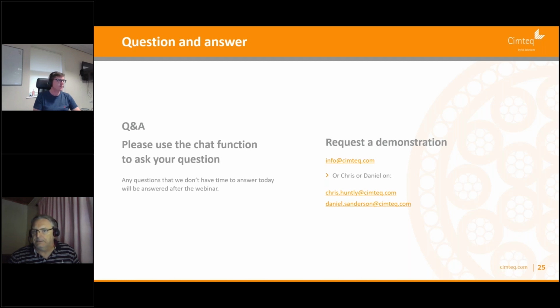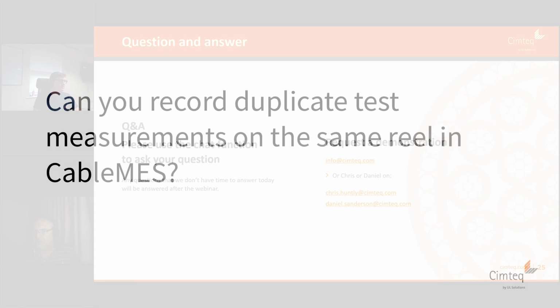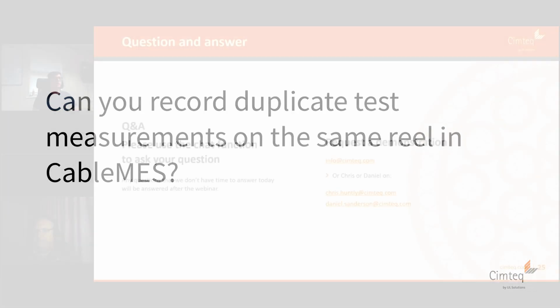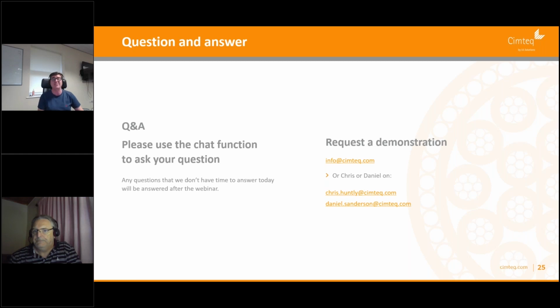Dan, here's an MES question for you. Can you record duplicate test measurements on the same reel? Yeah, that's true. We can record duplicate measurements. What could happen is if somebody took some test results and they were very close to the upper limit or the lower limit and they wanted to rerun them just to be sure, you can record additional test results if you want. You can do that as many times as required.